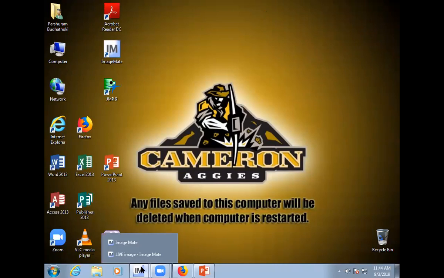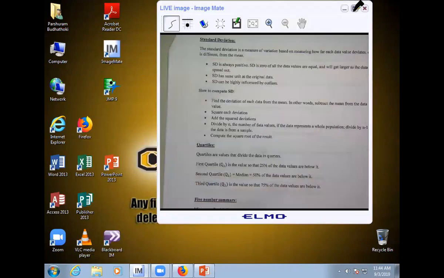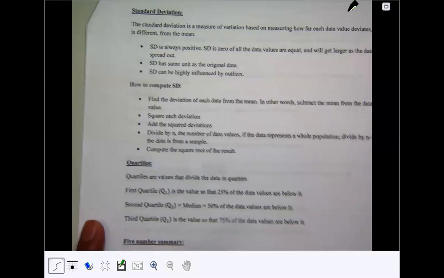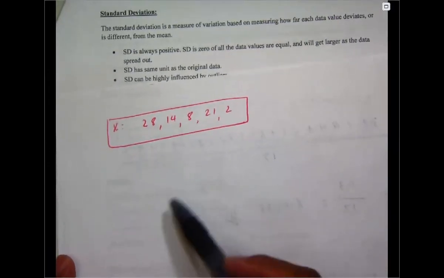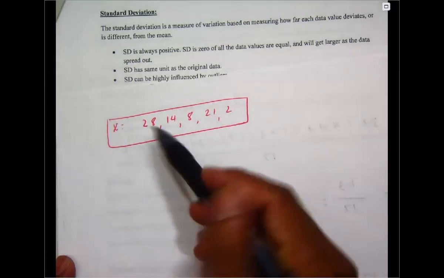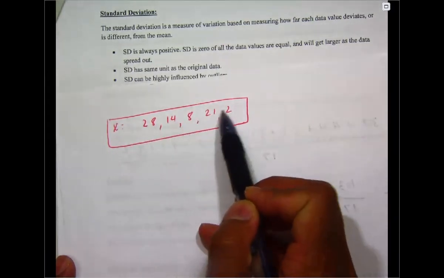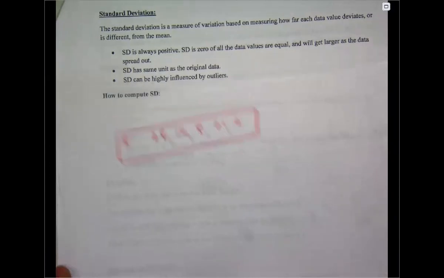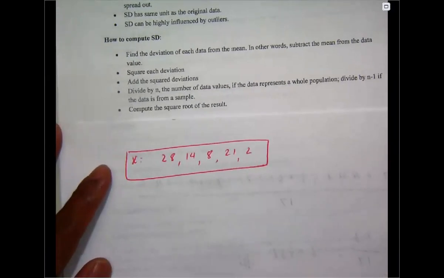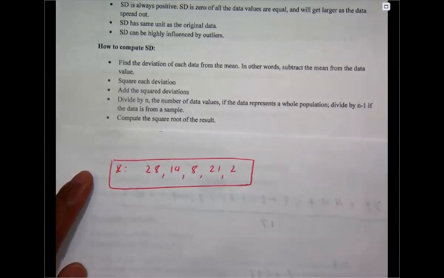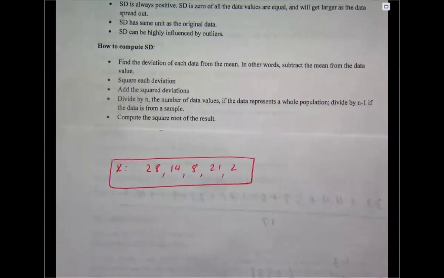Okay, so let's go back to this thing here. We're trying to find the standard deviation for this data. X stands for the data 28, 14, 8, 21, and 2. This is the data set we have been given, and we're going to use these steps to find the standard deviation. Good. So the first step: find the deviation of each data from the mean. In other words, subtract the mean from the data value. So first of all, to find the standard deviation, you need to find the mean, the average.